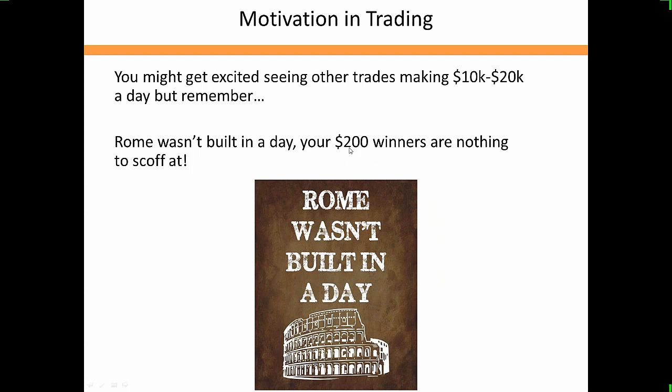Okay. You might get excited seeing other traders. You know, you hear people on TV, and then you see people talking about how much money they're making. You might have a buddy that trades. He's like, oh, I made $5,000 today. And then you just sit there and you're like, oh, you made $5,000? Well, I only made $200. And you feel ashamed. You feel embarrassed. Don't be ashamed or embarrassed. Okay? You got to start small. Rome wasn't built in a day.